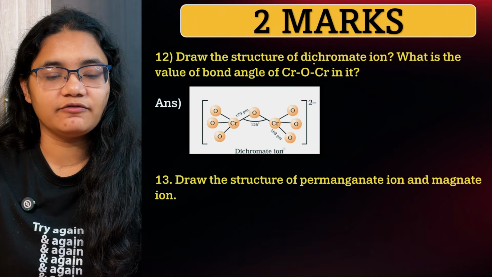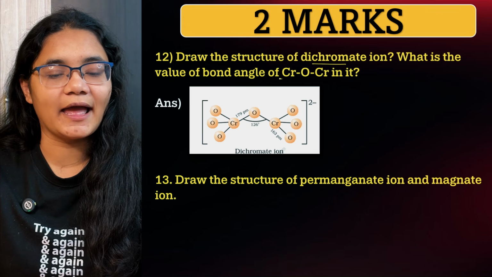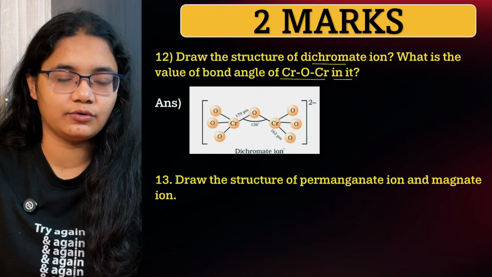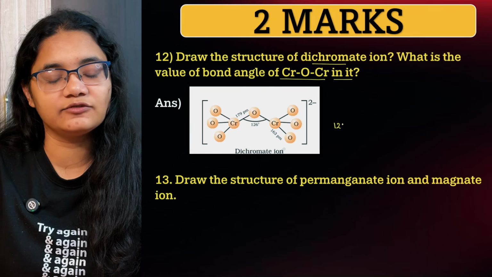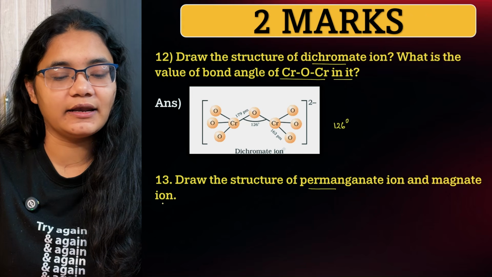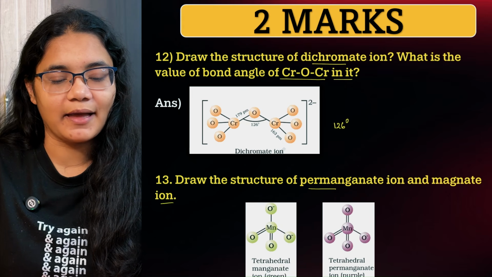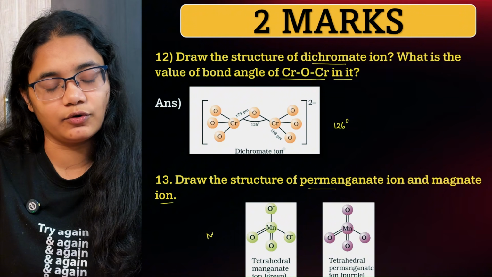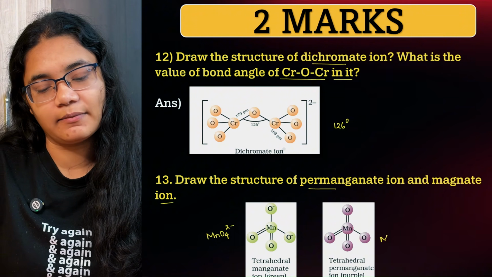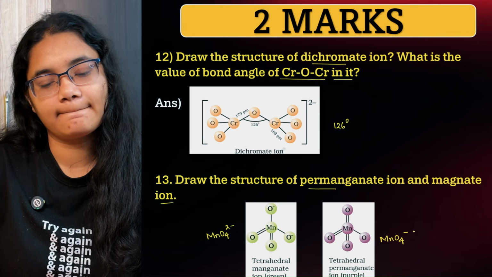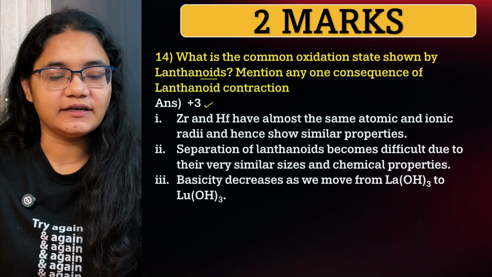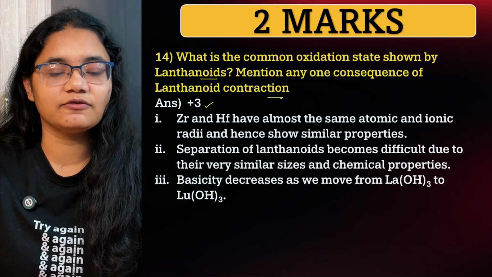Next, draw the structure of dichromate ion. What is the bond angle of Cr-O-Cr in it? You can see this is the structure of dichromate ion and its bond angle is 126 degrees. Next, draw the structure of permanganate ion and manganate ion. You can see the manganate ion structure is MnO4 2-. Okay, and permanganate ion is MnO4-. Next, what is the common oxidation state of lanthanides? It is +3. Mention any one consequence of lanthanide contraction.